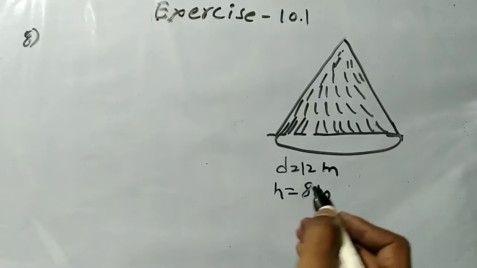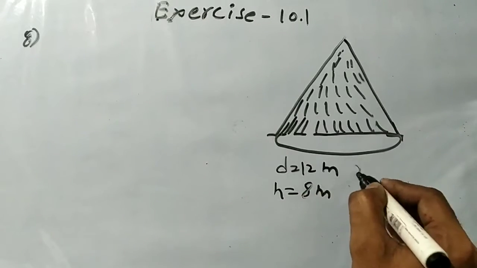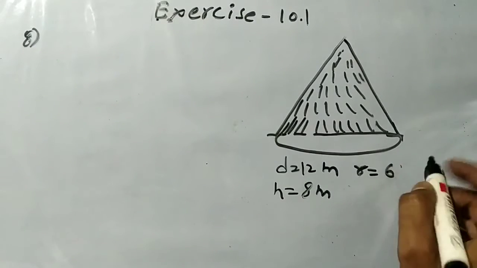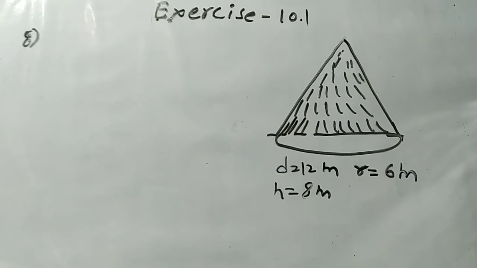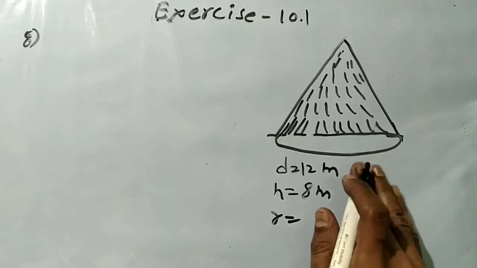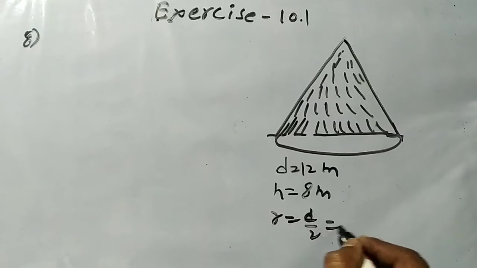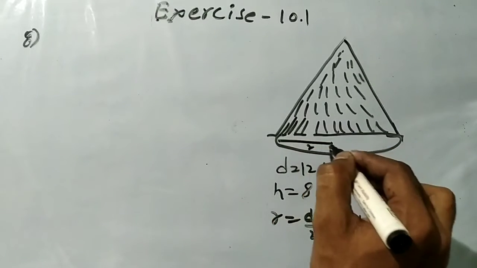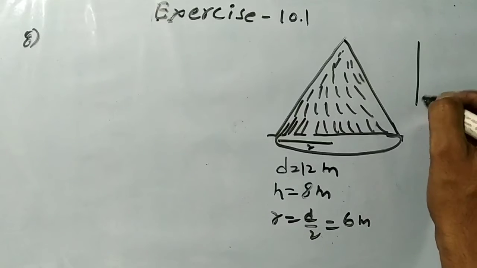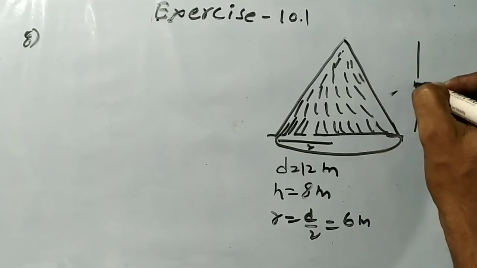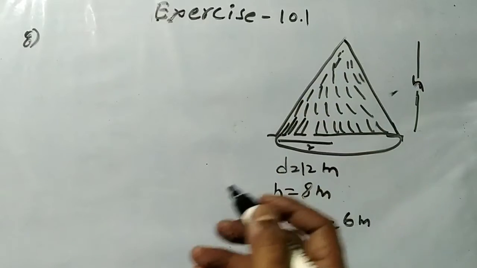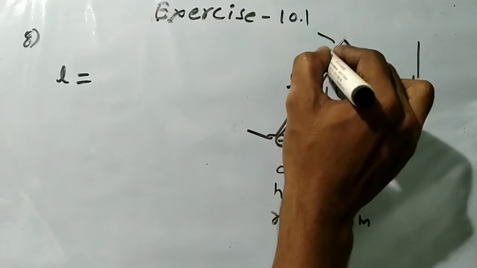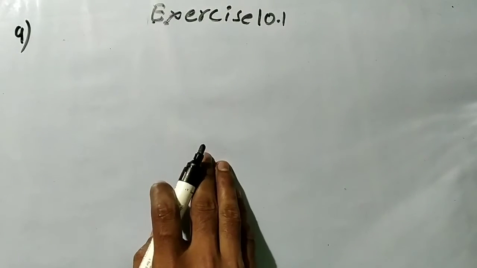Here the diameter is 12, so R is equal to 6 meters, since R is equal to D by 2. Diameter half is 6 meters, which is the radius R. And this is the height. We also have to find the slant height, which is L.